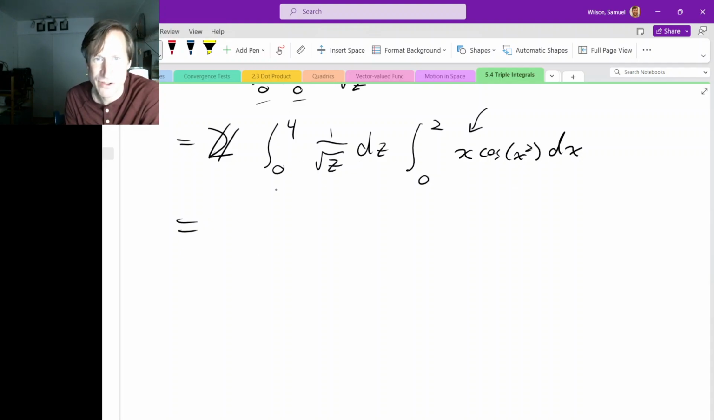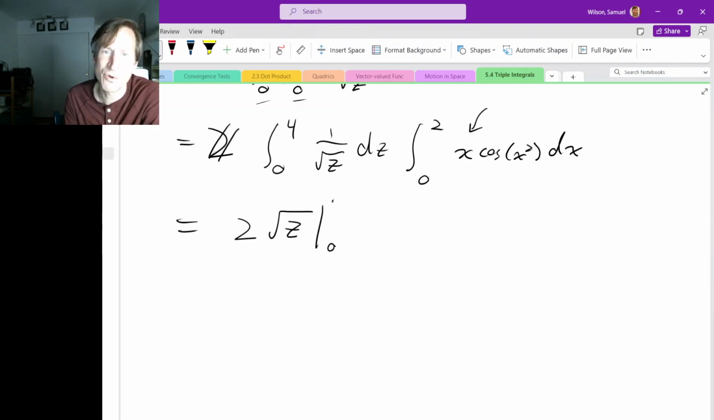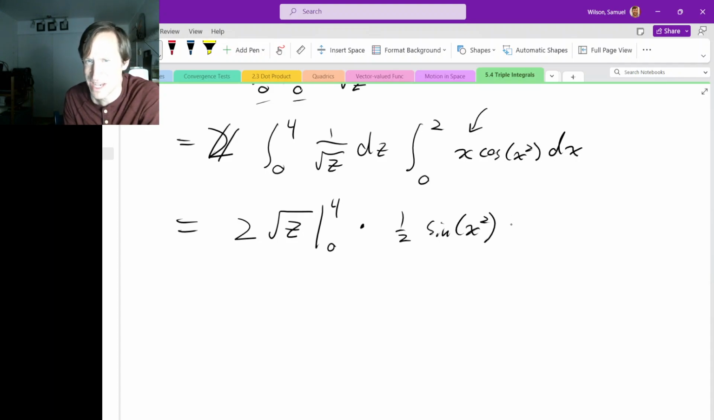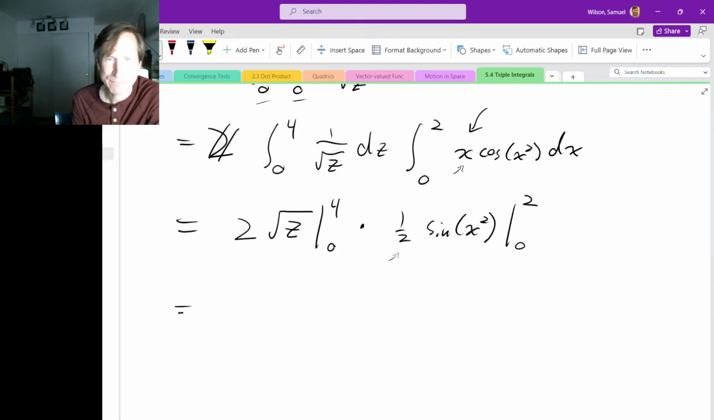So let's see. For our z integral, this is going to be 2 square root z, I think. So if we take the derivative of that, a 1/2 pops out, and the square root moves down. Yeah, okay, from 0 to 4 times. And then for this, we get 1/2 sine x squared. Let's double check that. If we take the derivative of sine of x squared, we get cosine x squared, but then the chain rule spits out a 2, which cancels the half, and also an x, which produces that half. So that's right. And we're going to go from 0 to 2.